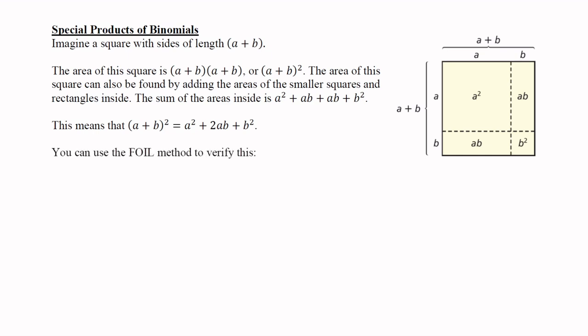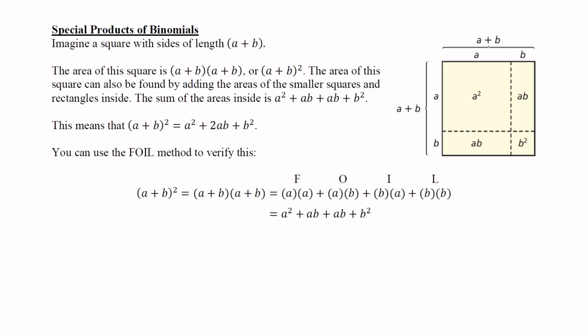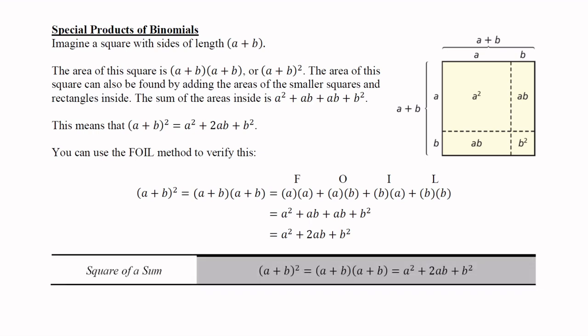You can use the FOIL method to verify this. If we take a plus b quantity squared, we can FOIL it using a plus b times a plus b. That would give us a times a for the first terms. The outer terms give us ab. The inner terms give us b times a. And then the last terms give us b times b. Now we have a squared plus ab plus ab plus b squared, which is a squared plus 2ab plus b squared. This is the square of a sum. We can say that a plus b quantity squared is a squared plus 2ab plus b squared.